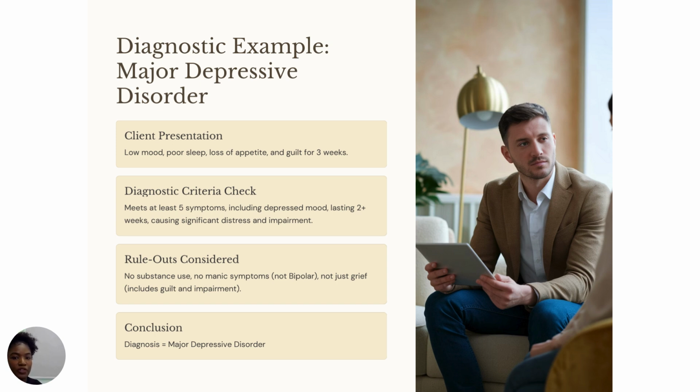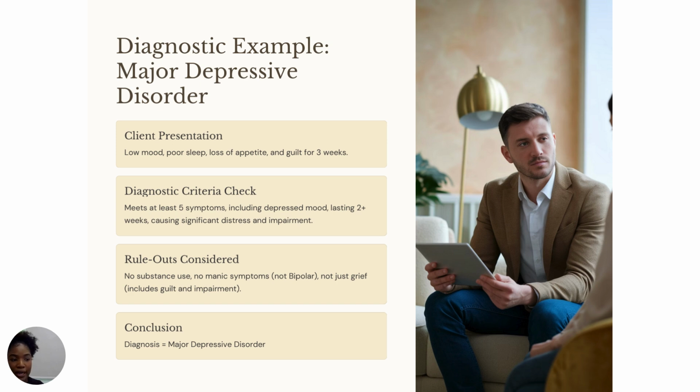For example, for the DSM-5, they need at least 5 symptoms, and one of them must be either depressed mood or loss of interest. The symptoms have to happen for at least 2 weeks, and they must be causing an impairment in the client's life, whether it's socially, emotionally, or functionally. And before confirming the diagnosis, do your rule outs. Make sure there's no substance use, so it's not substance induced.